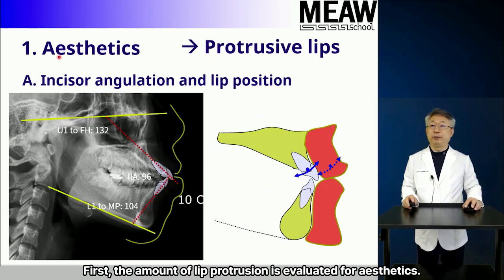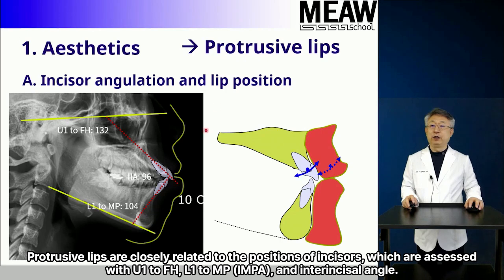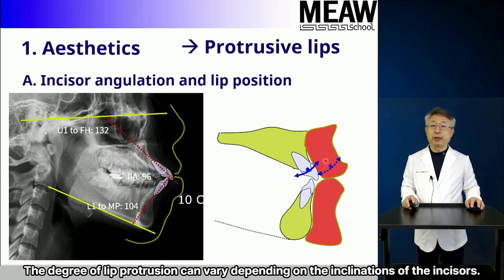First, the amount of lip protrusion is evaluated for aesthetics. Protrusive lips are closely related to the positions of incisors, which are assessed with U1 to FH, L1 to MP, IMPA, and interincisal angle. The degree of lip protrusion can vary depending on the inclinations of the incisors.